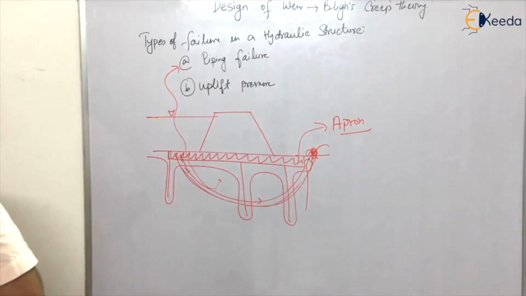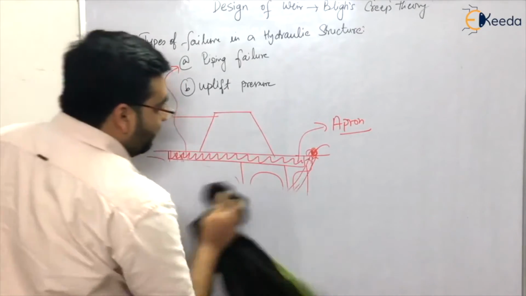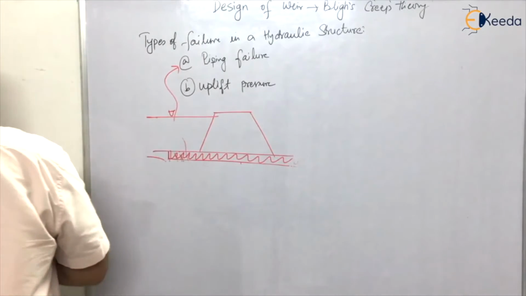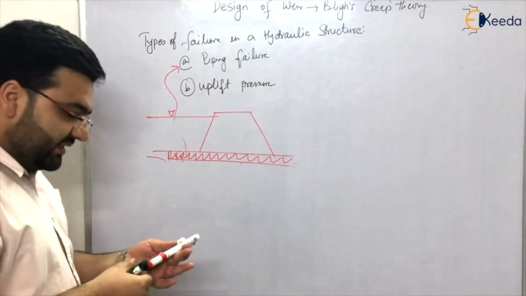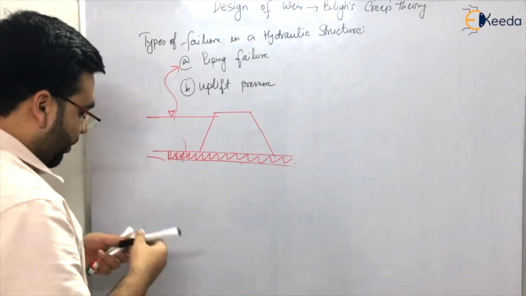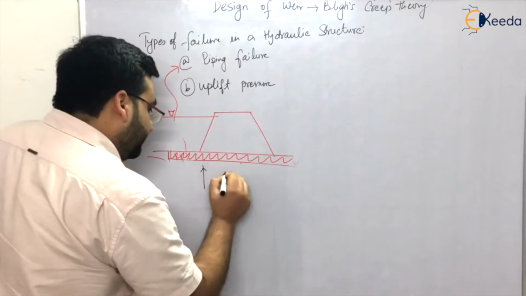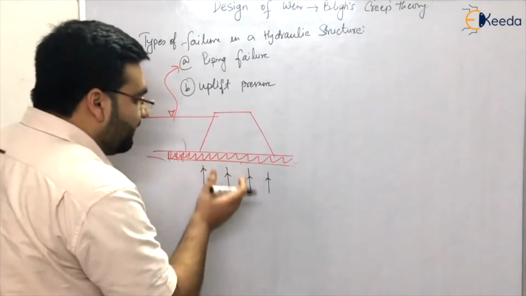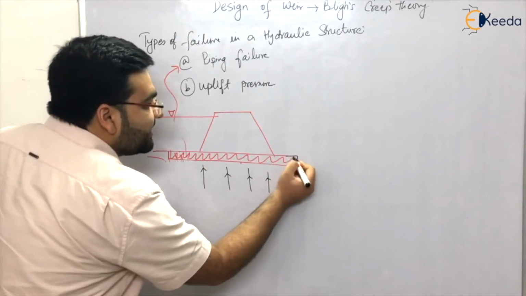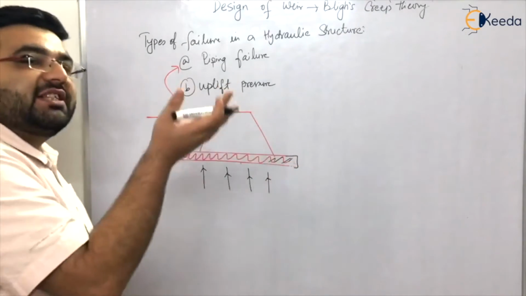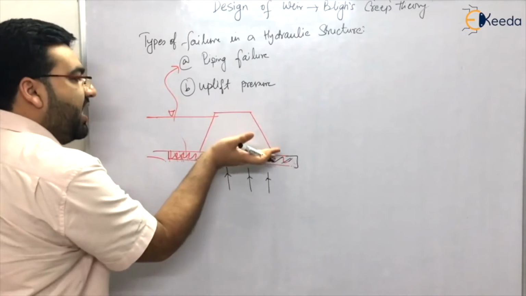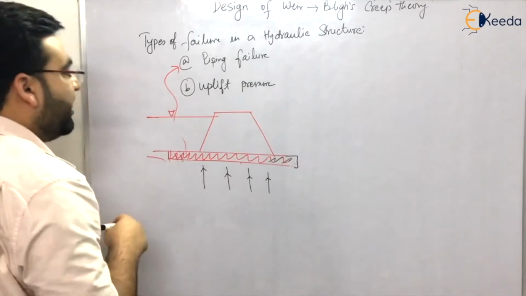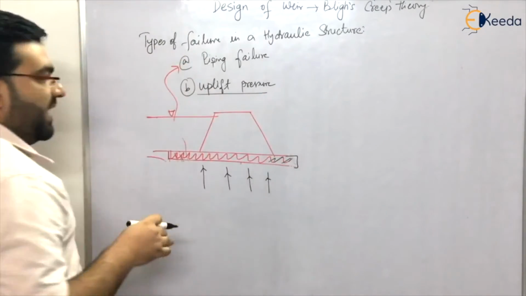Now let me make you understand about the uplift pressure. For example, this is your hydraulic structure. It can be a dam, it can be a weir. Water will percolate inside the soil. That water will exert an upward pressure and try to uplift this bed. If this water pressure is very high, the hydraulic structure will be washed away. So to avoid uplift pressure, this is my common sense.